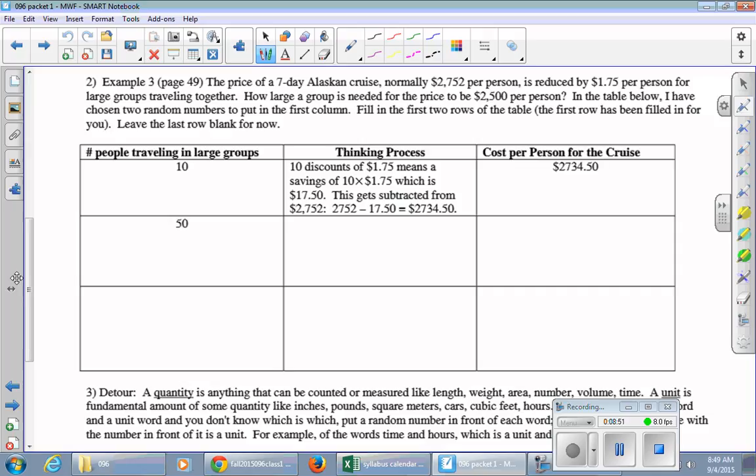If there are 10 people in the group, do you guys buy that we should be multiplying 10 times $1.75? Right, because that's how many discounts of $1.75 we get. So we multiply those 2 numbers. What does $17.50 represent in this case? The total discount that we're each going to get, right? So how should we figure out how much we'll pay? Subtract $17.50 from what?